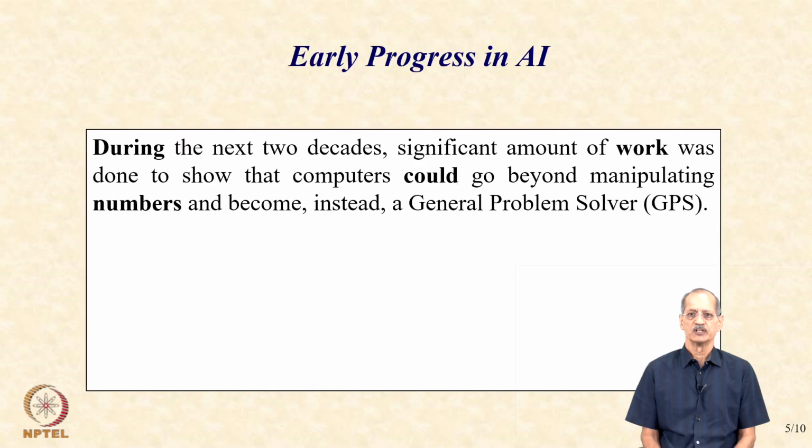Of course, once this initial push was given, the next 2 decades proved to be significant in terms of the amount of work which was done to show that computers could go beyond manipulating numbers and become instead a general problem solver. Until then, everybody felt that computers could only manipulate numbers. So, it was a significant milestone in the development of artificial intelligence that computers now were looked upon as general problem solver machines.